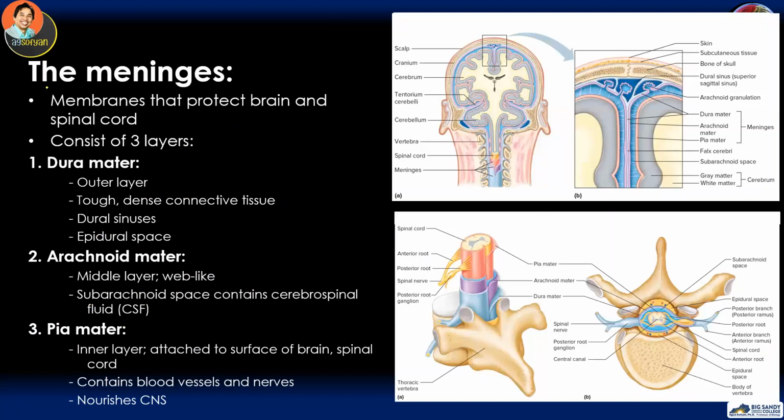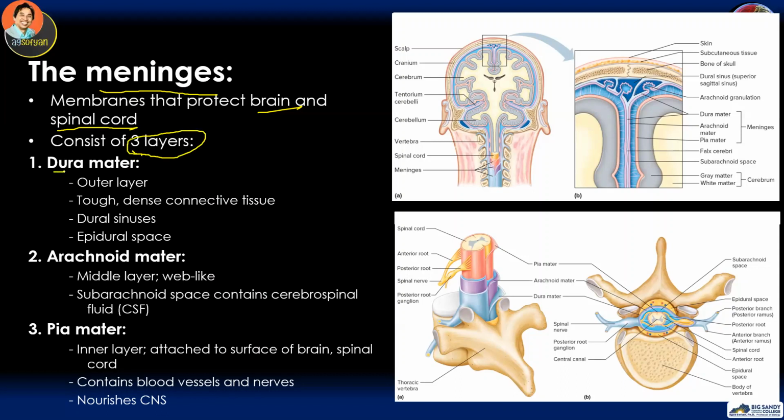Now the meninges are the 3 layers of membranes that protect the brain and the spinal cord. Again, just remember, the brain and spinal cord are actually one organ. We separate them to make it easier to study the brain and spinal cord separately, but they are actually one organ. Therefore, they are protected by the same membrane, called the meninges. The meninges consist of 3 layers.